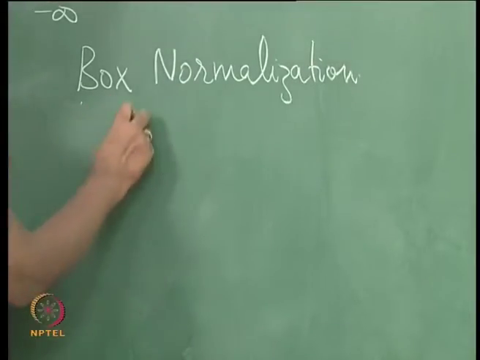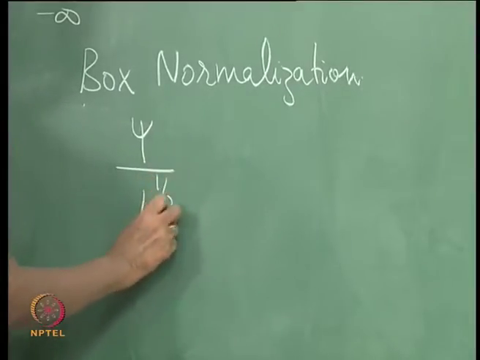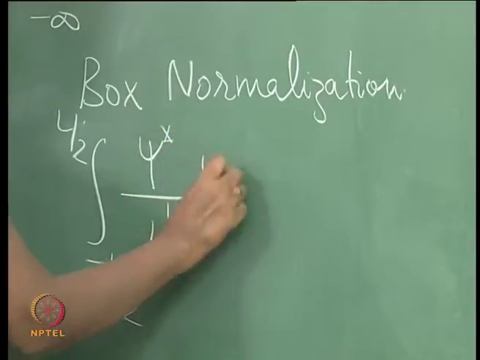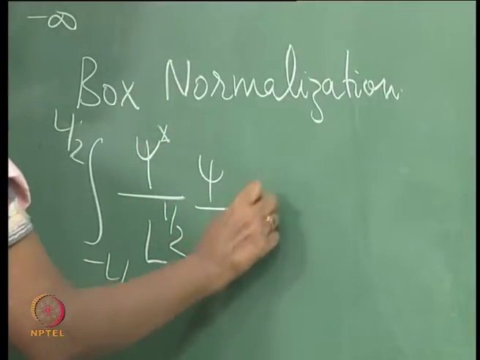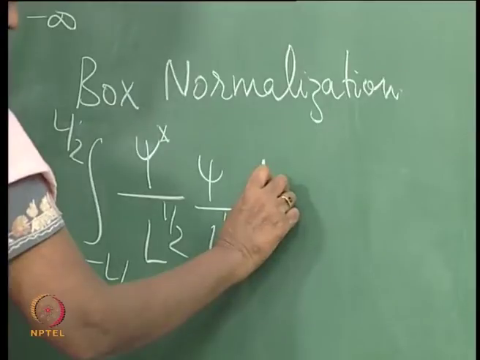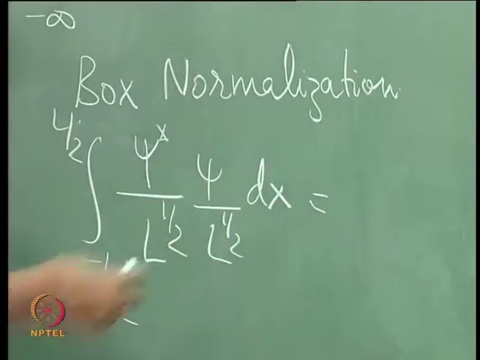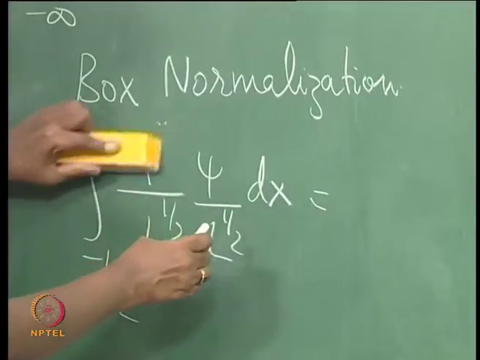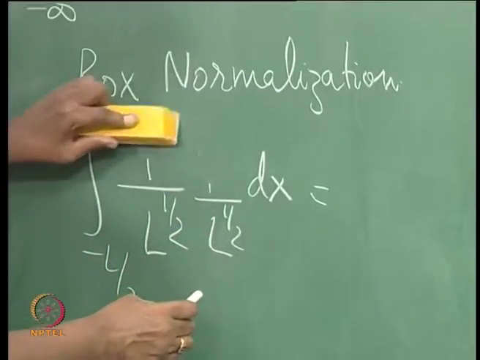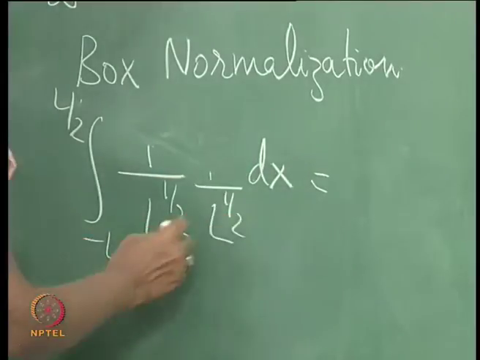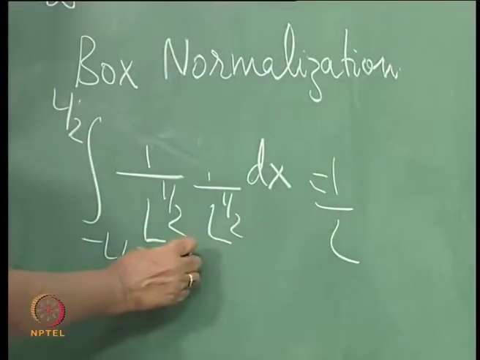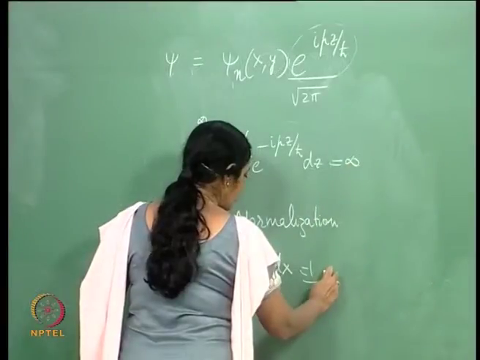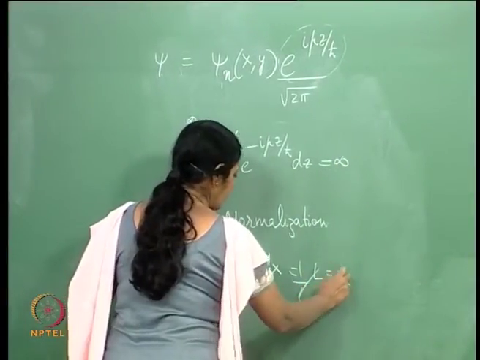start with some psi by L to the power of half, integral minus L by 2 to L by 2 psi star psi dz or dx, whichever be the direction, the axis on which the box is. Then you find that e to the i cancels with e to the minus i, you are left with a 1 by L, because that is the way you normalized it, and dx when integrated gives me an L, and that gives me a 1.